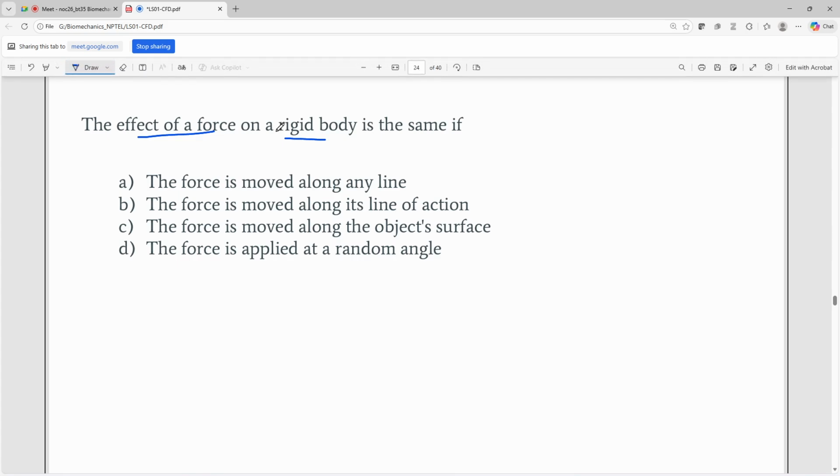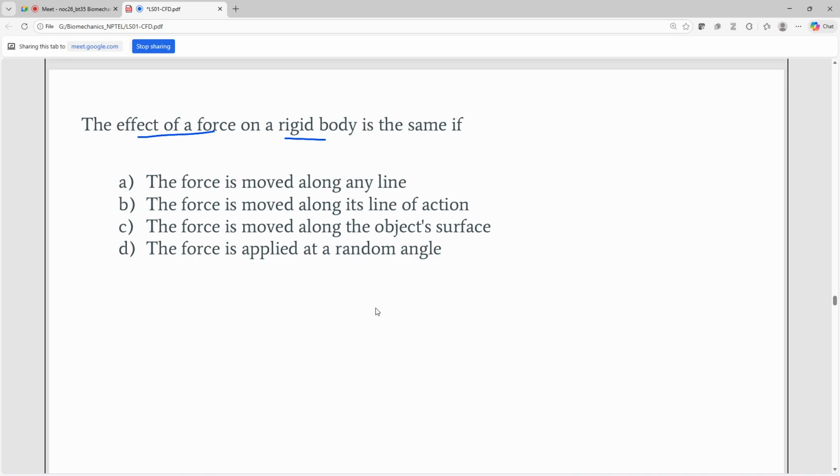So, a direct question from what we have discussed today, that is of principles of transmissibility of force. That is, the force can be moved along its line of action without any consequences. That is option B. The effective force on a rigid body is the same if the force is moved along its line of action, which is the definition of the principle of transmissibility.